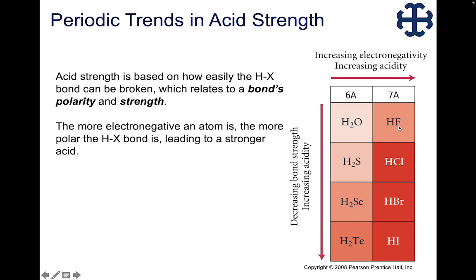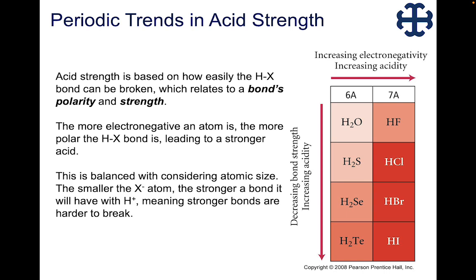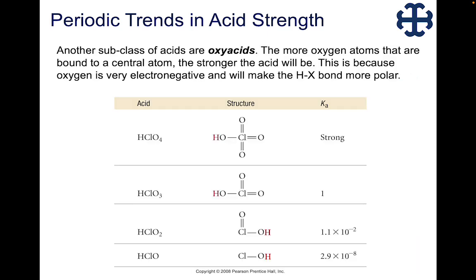Okay, so just have that in text. Again, the more electronegative an atom is, the more polar our HX bond is. That leads to a stronger acid. But we have to balance that when we consider the atomic size. And so HF is ultimately a weak acid, even though F, fluoride, is very polar. It is also quite small. And so if we look at group 6 here, as we go down, we increase our size, our acid strength gets stronger and stronger. Okay? That would also mean something like HI, hydroiodic acid, is going to be a stronger acid than HCl because we have a larger size. Okay?